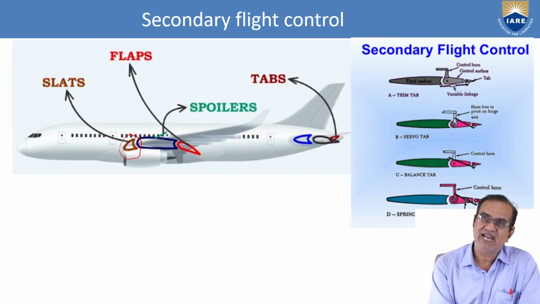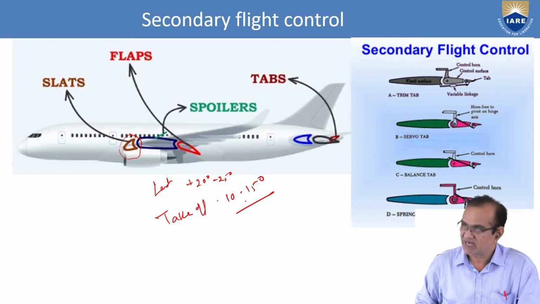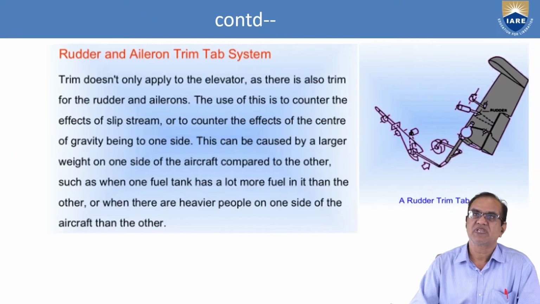And if you want during landing and takeoff, we use the flaps. During landing, we use high flaps. It may go up to plus 20 degrees. For landing, 20 to 25 degrees. For takeoff, 10 to 15 degrees we use. So this is your angle of deflection of the flap. This we use normally in the system.